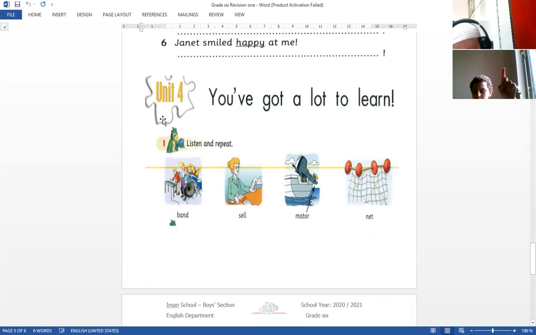Yes, Tamim? Teacher, it says that you only have until page 22. And 22 is the first page of unit 4. It's only the first page that is in the test. Okay, it's only the first page.